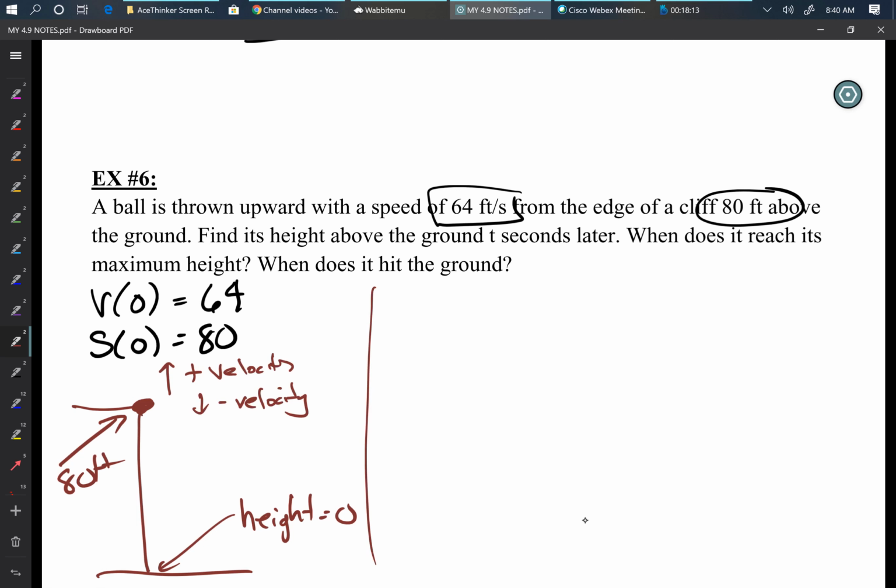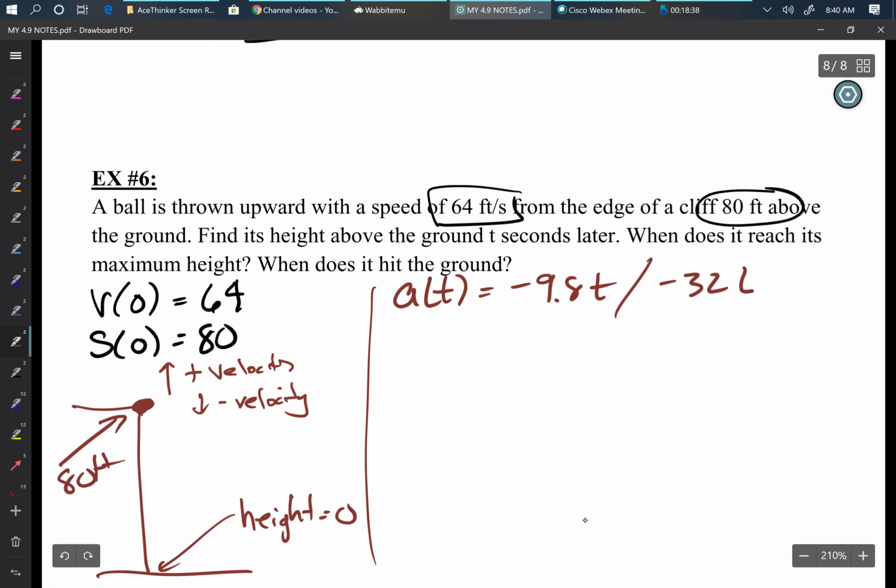All right, so I need to figure this. Wait a second. This looks a lot like the last problem. The only difference is in the last problem I was given an acceleration function to start with. Here we're not given that. So I guess you're just supposed to know it. I guess you're supposed to know that a of t is either equal to negative 9.8 or negative 32, no t's. Negative 9.8 would be meters per second.